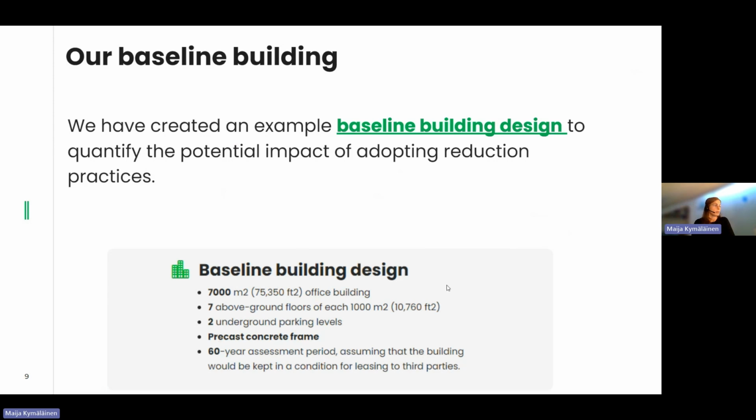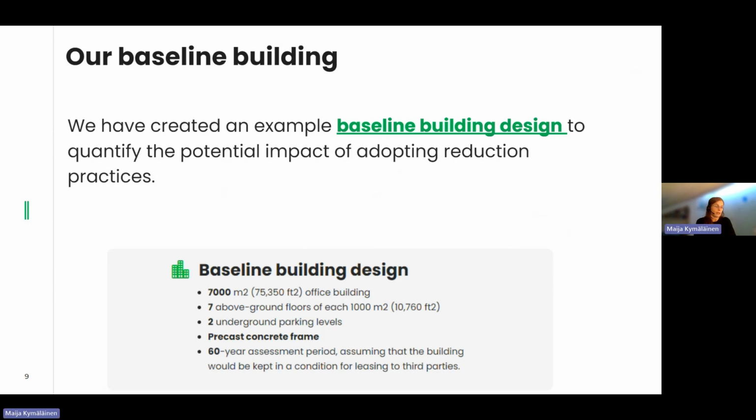So this is the baseline building. We now see that it's a 7,000 square meter office building. It has 7 floors above ground and also 2 underground parking levels. It has a precast concrete frame, and it is assessed for 60 years.